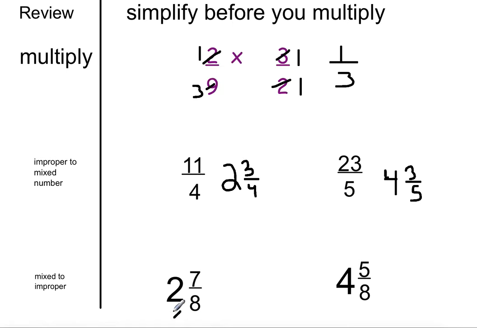Well, again, we multiply and then we add. 2 times 8 is 16, plus 7 is 23 over 8. Go ahead and try this one. 4 times 8 is 32, plus 5 is 37/8.